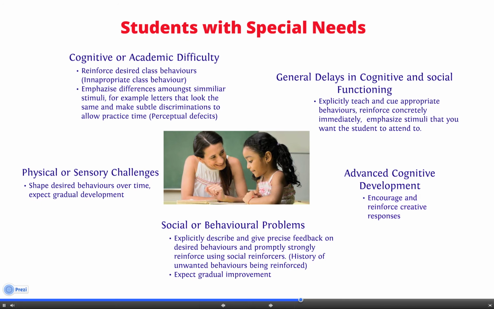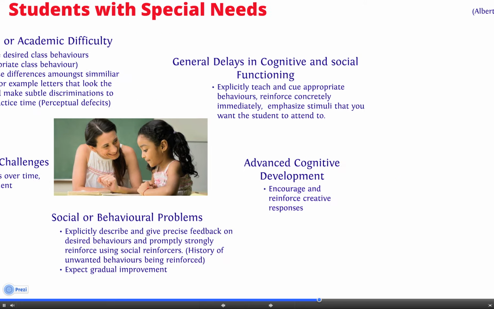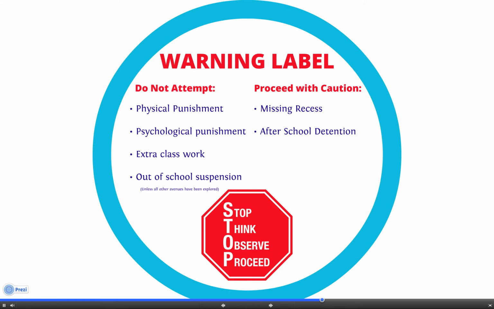When teaching the whole child, it's important to take into consideration each child's own different aspects of learning. For example, students with special needs. On the screen before you are some of these. Because we're in the business of nurturing young students, it is never okay to use physical punishment or psychological punishment. It's also not okay to use extra classwork, as this sends a negative image about learning.